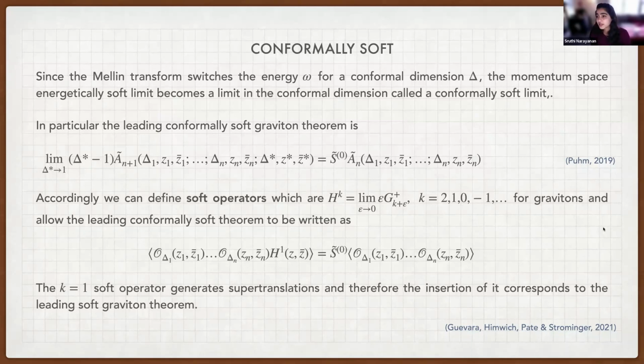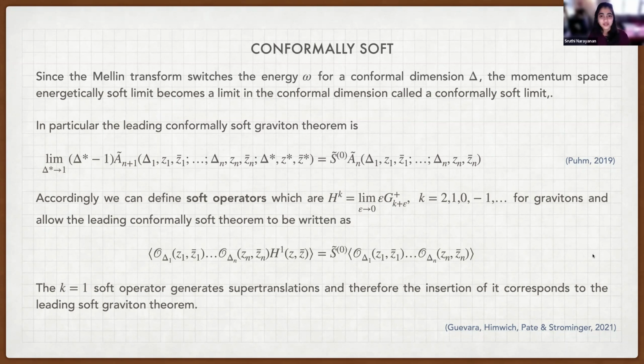But it's definitely something that we would like to understand, and it should fit into this picture. The sub-subleading soft graviton theorem should, in the conformally soft picture, correspond to an insertion of H minus 1. So that's a hint for how we would expect it to be related, but the exact transformation from an energetically soft theorem to conformally soft at that order is a little tricky. Does that answer your question? Yes, thank you. Okay.